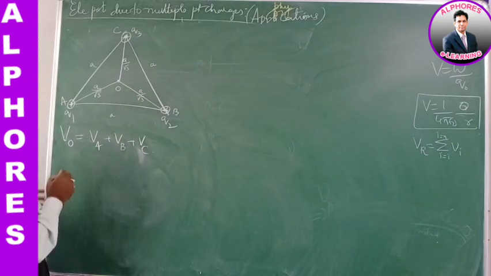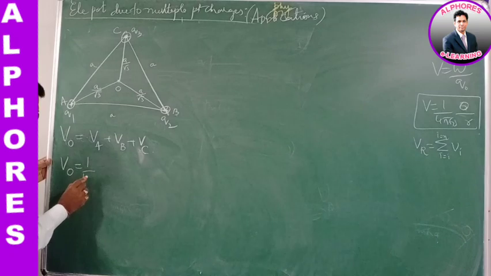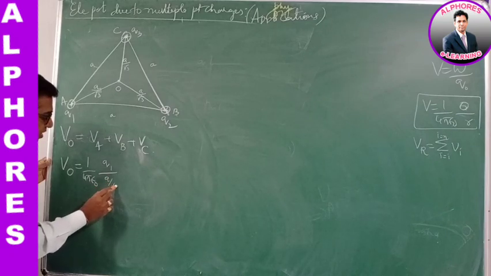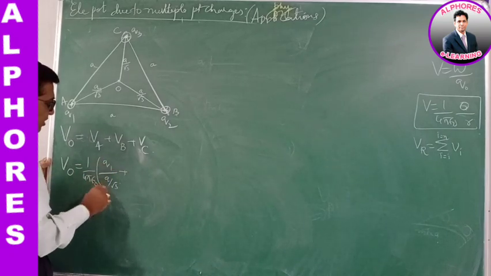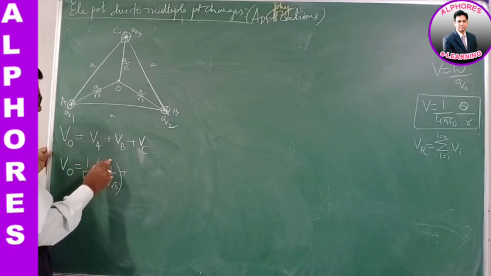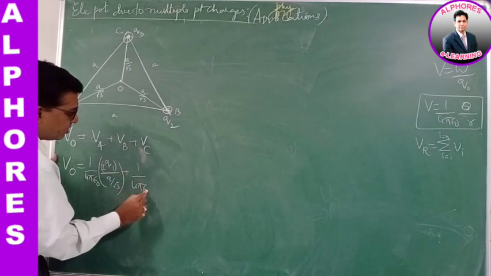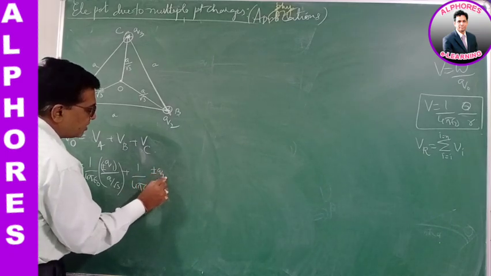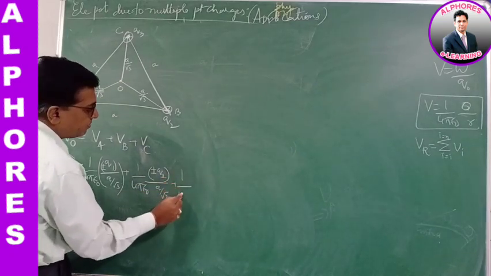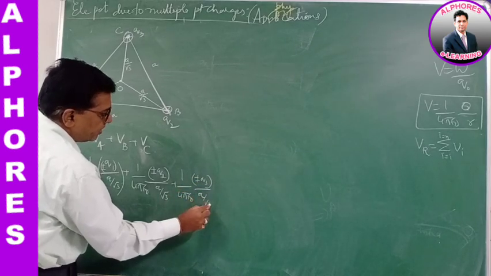So the potential at point O is the potential due to A, 1 by 4 pi epsilon naught, charge Q1 by the distance A by root 3, plus potential. If it is positive, take positive; if it is negative, take negative, respectively. If he is giving plus, take plus; if it is minus, take minus. Similarly, potential due to B is 1 by 4 pi epsilon naught, charge at B plus or minus Q2, again the distance from B is A by root 3, plus 1 by 4 pi epsilon naught, charge at C plus or minus Q3, by distance A by root 3.